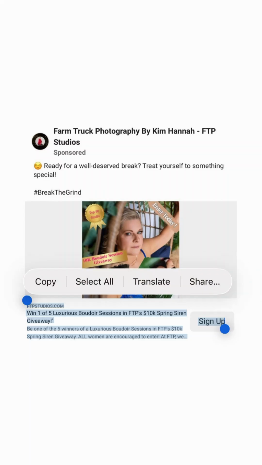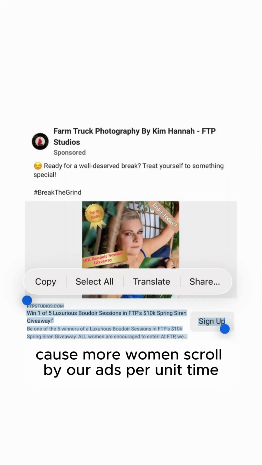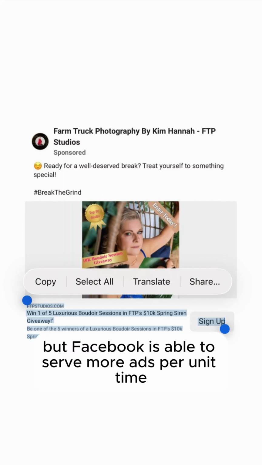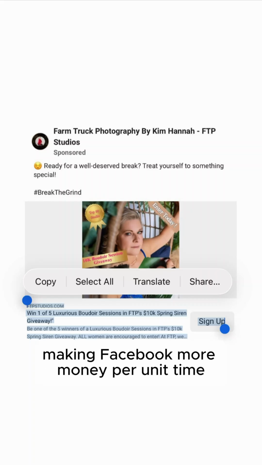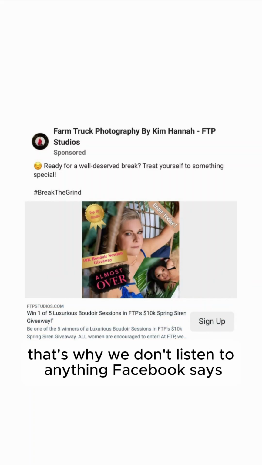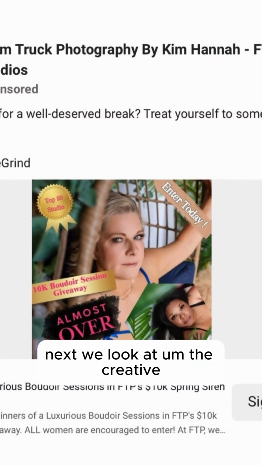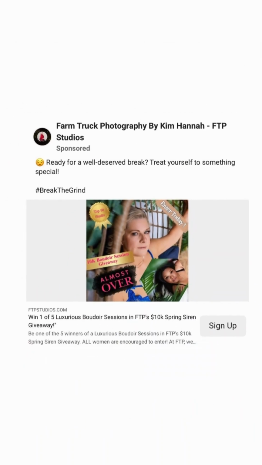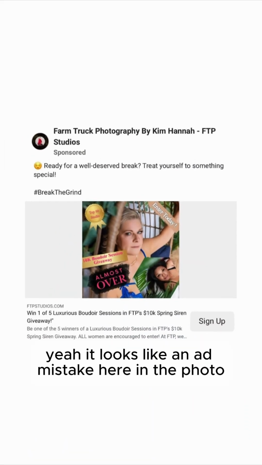Now, Facebook likes this because more women scroll by our ads per unit time, which hurts us. But Facebook is able to serve more ads per unit time, making Facebook more money per unit time. That's why we don't listen to anything Facebook says. Next, we look at the creative. All right, yeah, it looks like an ad mistake here in the photo.